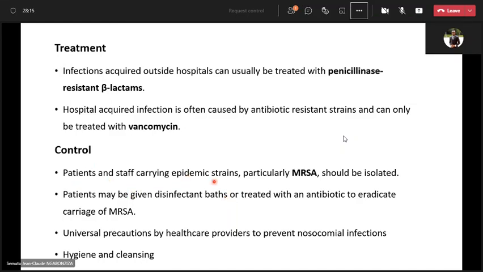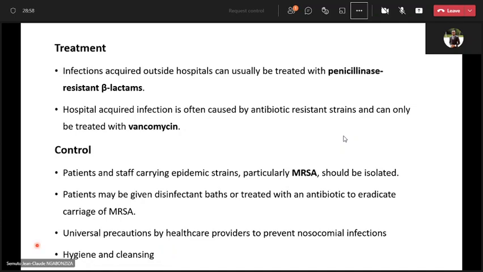Patients and staff carrying epidemic strain, particularly methicillin-resistant Staph aureus, should be isolated as part of the control. You can also treat with antibiotic to eradicate MRSA carriage. Universal precaution by healthcare providers, hygiene, and cleaning are important to prevent nosocomial infection and really eliminate or prevent the methicillin-resistant Staph aureus dissemination.